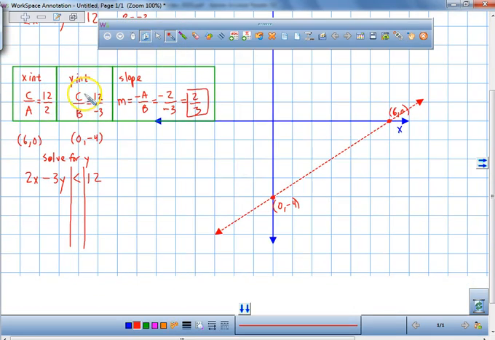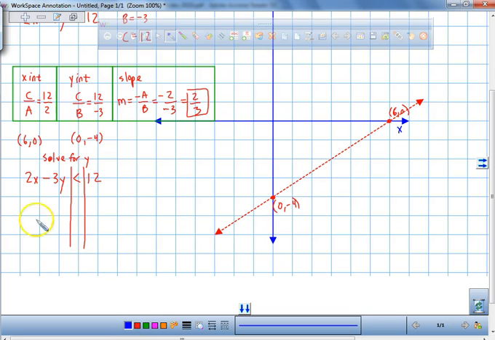So we have our x-intercept, our y-intercept, and our slope. Now we're just solving for y to show you that this is indeed the same inequality. So how do we solve for y? Well, the first thing we do is take away 2x from both sides. That zeroes out, and I'm left with negative 3y is less than. Now watch what I do here. I take that negative 2x and move it up front, and I take the 12 and move it to the back. So I move the variables up front and put the constants in the back.